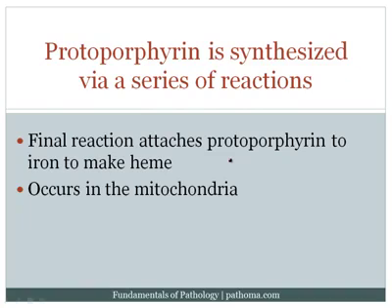Recall that protoporphyrin is actually synthesized by about 7 or 8 chemical reactions, so there are a series of reactions that are important for the synthesis of protoporphyrin, and recall that some of these reactions occur within the cytoplasm of the cell, and some of these reactions occur within the mitochondria of the cell. And of course, these reactions are occurring in the progenitor cells of the red blood cells, in the erythroblast.